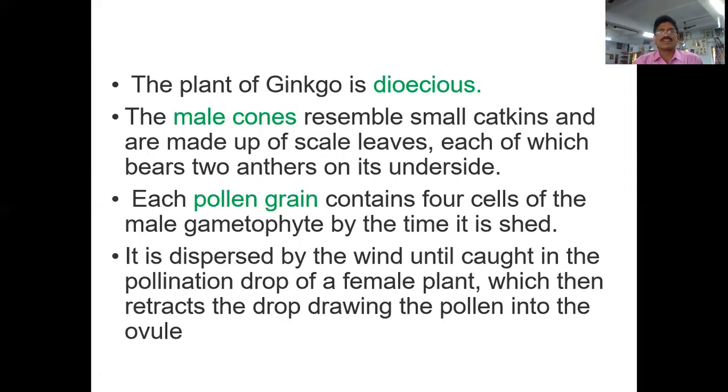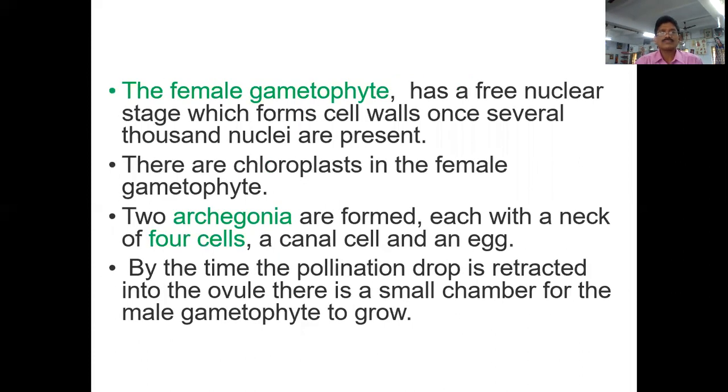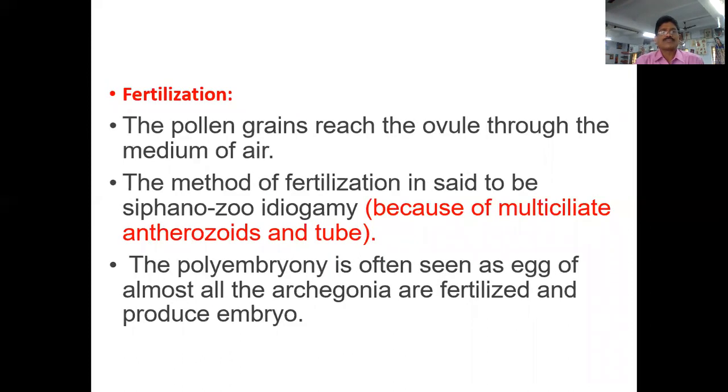The Ginkgo plant is dioecious. The male cones resemble small catkins and are made up of scale leaves, and they develop the pollen grains. The female has what is known as a female cone. They have archegonia, and it has nectar canal cells. When the ovules receive the pollen, they will take the pollination. So after that, what happens? It will take the fertilization.